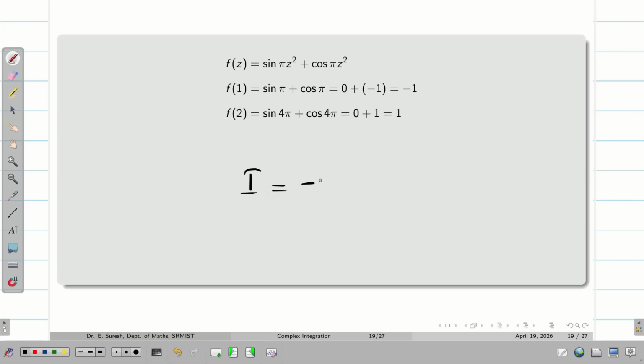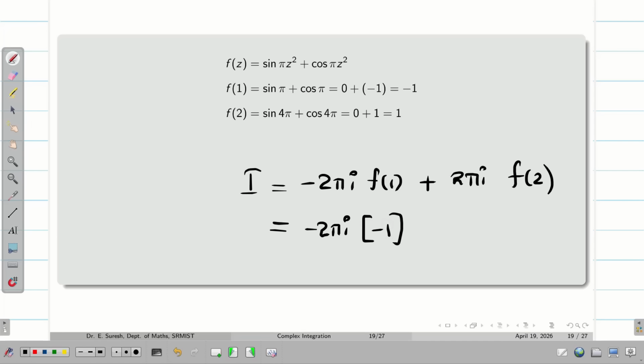Capital I is equal to minus 2 pi I into f of 1 plus 2 pi I into f of 2. Now let us substitute f of 1 and f of 2. We get minus 2 pi I into minus 1 plus 2 pi I into plus 1.